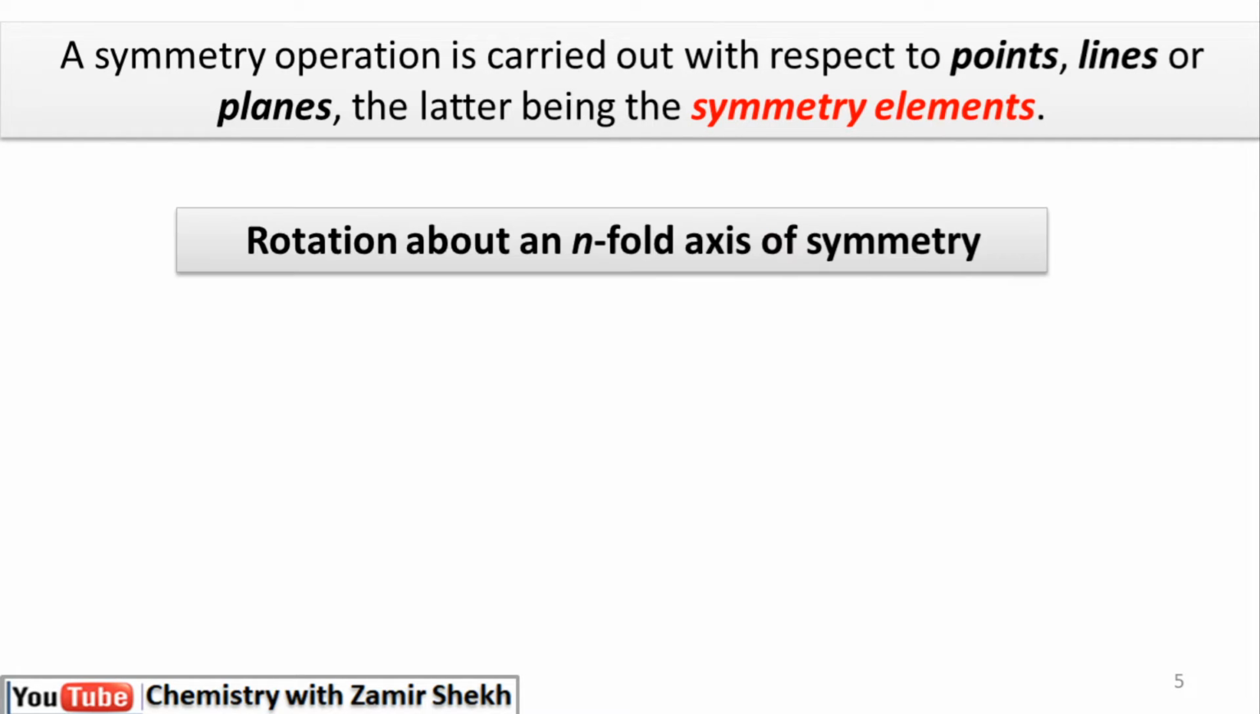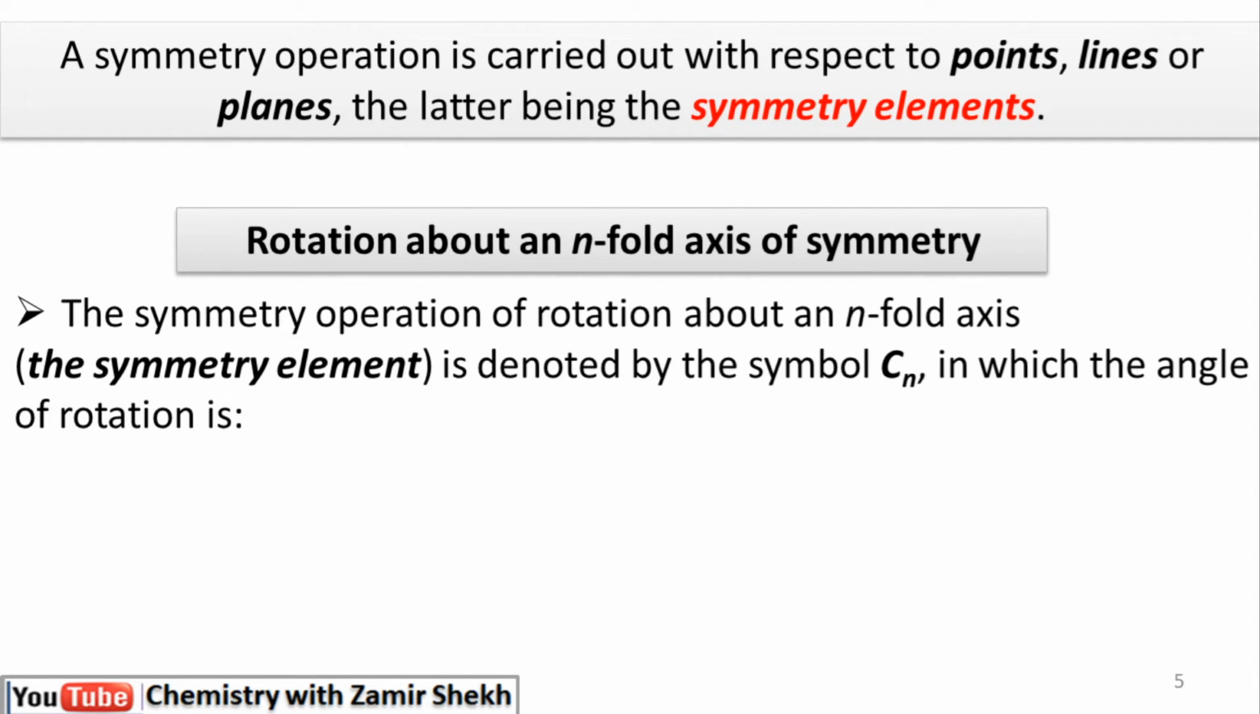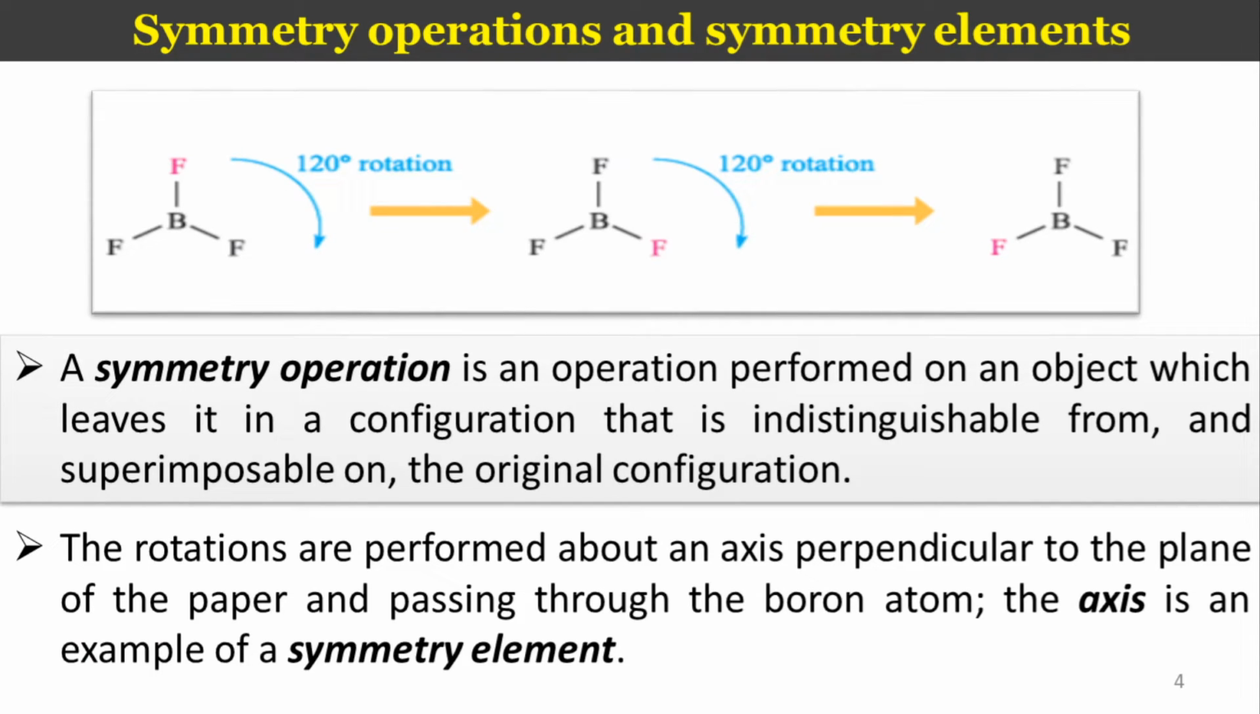Now, what is rotation? It can be found with the help of theta, the angle of rotation, and it can be calculated easily with a formula: 360 by n, where n is the number of rotations. Rotation about an n-fold axis of symmetry is denoted by Cn, and the angle of rotation is 360 by n. Here n is an integer, and it can be 2, 3, 4. For example, in the BF3 molecule, 3 times rotation is there, so 360 by n.